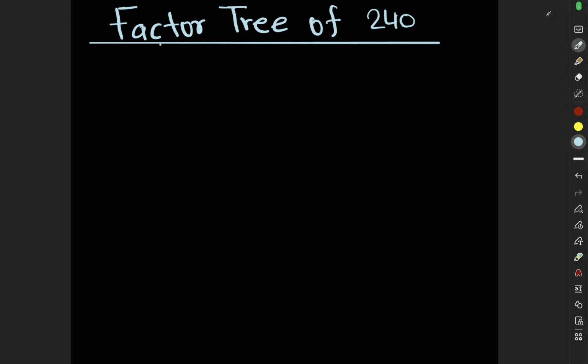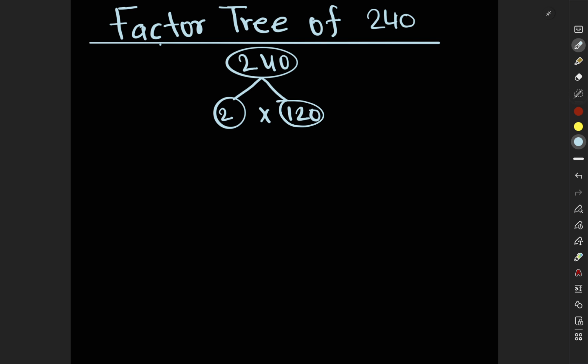Factorization of 240. So 240 can be written as 2 times 120. 2 times 120 means 240. 120 can be written as 2 times 60. 2 times 60 means 120.